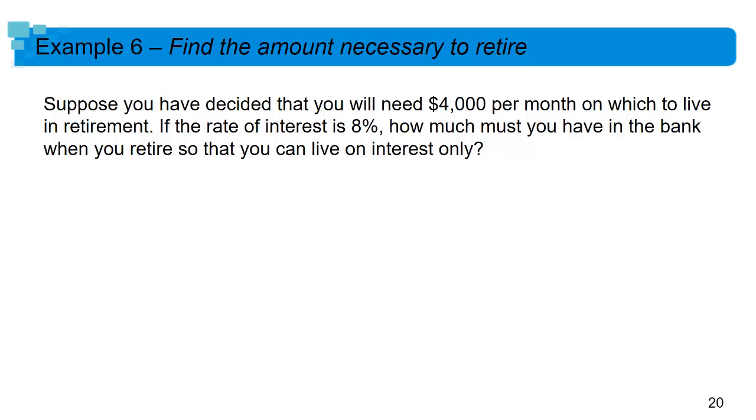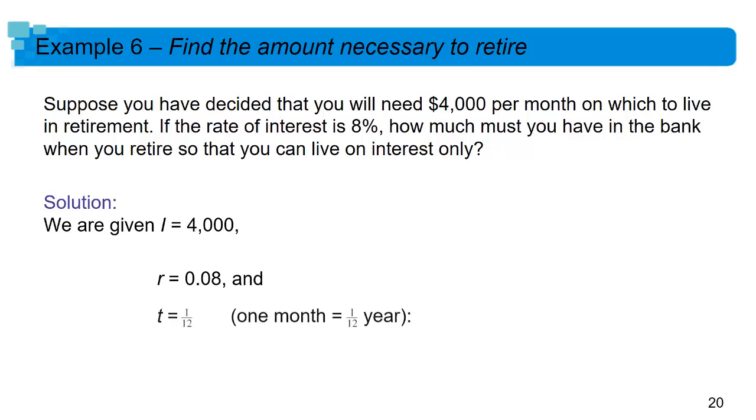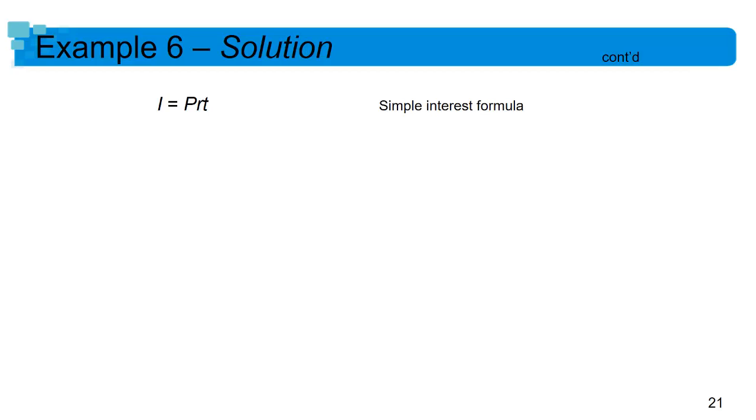And if you found some retirement fund that pays you 8% simple interest, and you figured you needed 4,000 to survive, then the question is, how much money do we need in order to pull this off, in order to be able to get this 4,000 each month? So we know interest is 4,000. We know our interest rate is 0.08, and we know our time is 1 month, which is 1/12 of a year. Now we plug that into the formula and solve for what we don't know.